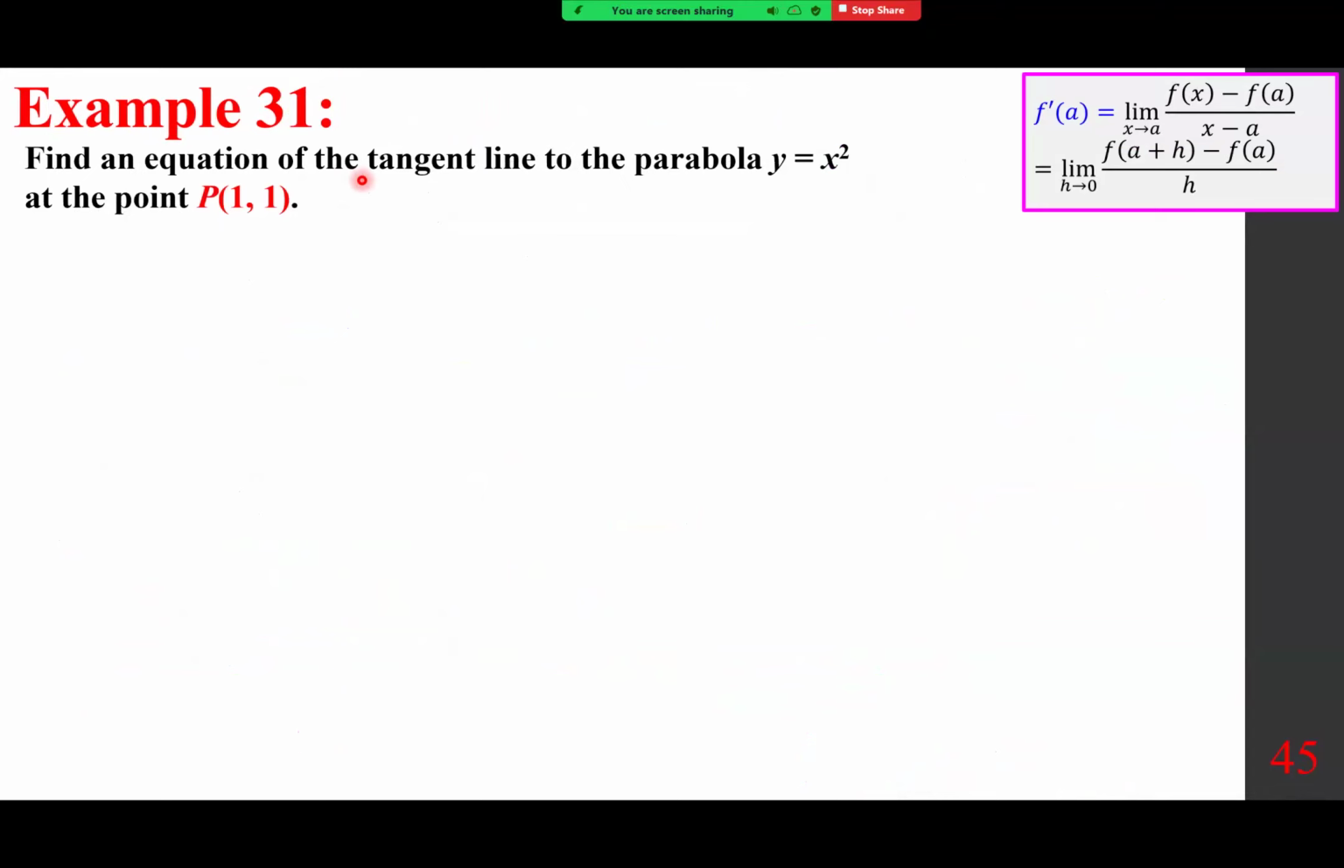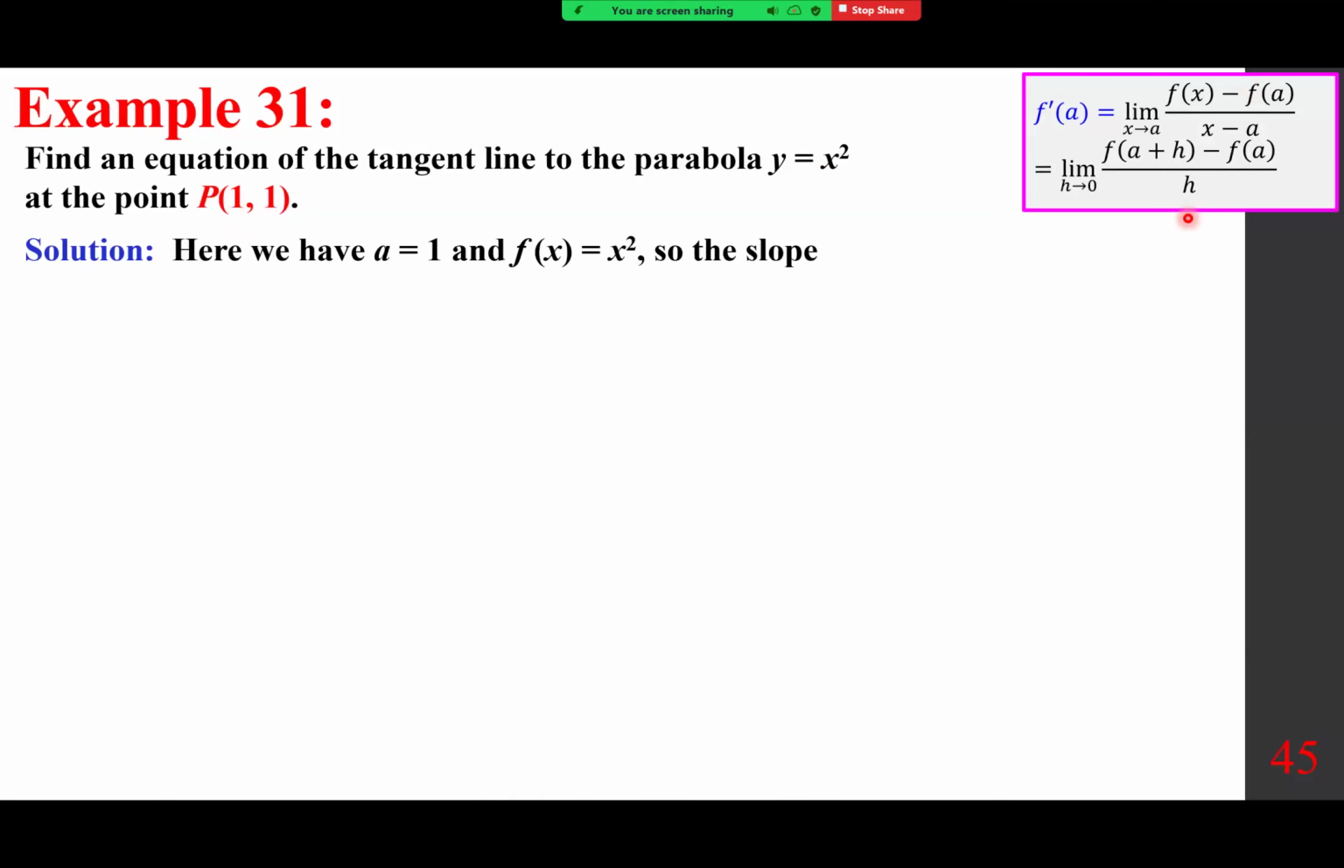Find an equation of a tangent line to the parabola y equals x squared at the point P with coordinates 1, 1. Again, they don't have to give you both. Even if they give you the x coordinate, it's good enough. In this case, we are looking at a being 1 because we want to find f prime of a. The pair is given, we want to find this slope. a is 1 and the function y or f of x equals x squared.